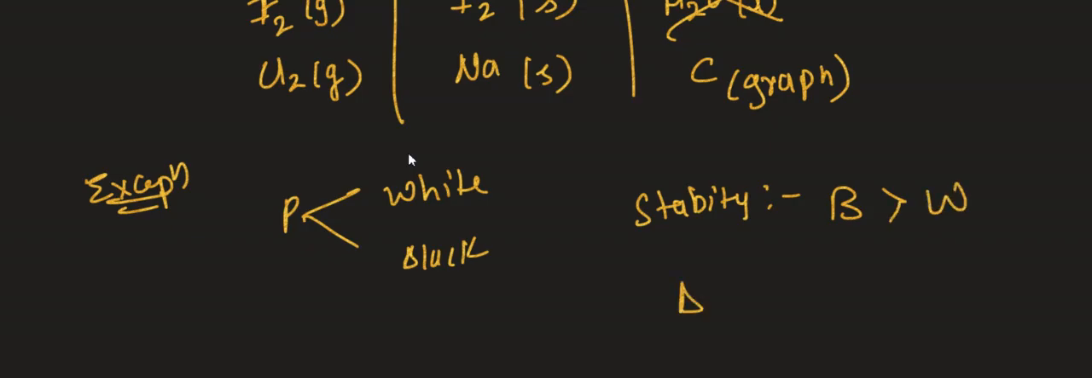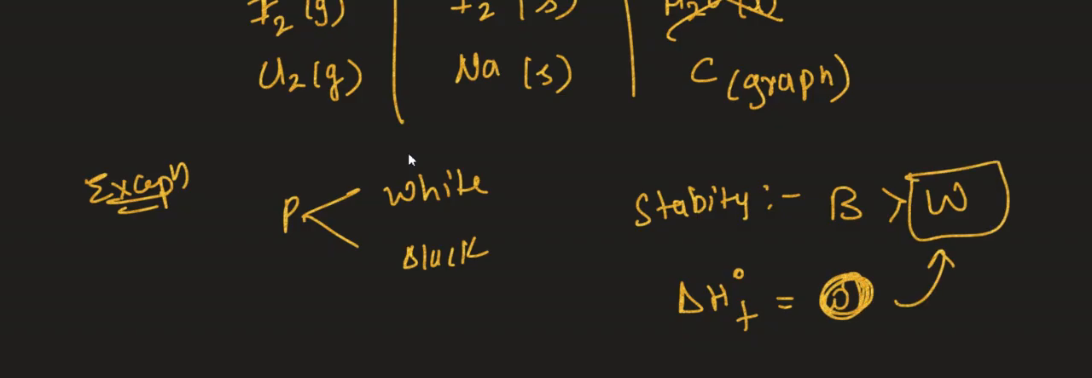Then what do you think, for whom delta H naught F will be 0? We think that since the black one is more stable, the black one should have the 0 value. But it was considered delta H F equal to 0 for whom? For the white one. Though black one is more stable, for white phosphorus delta H naught F is 0. Clear till here?